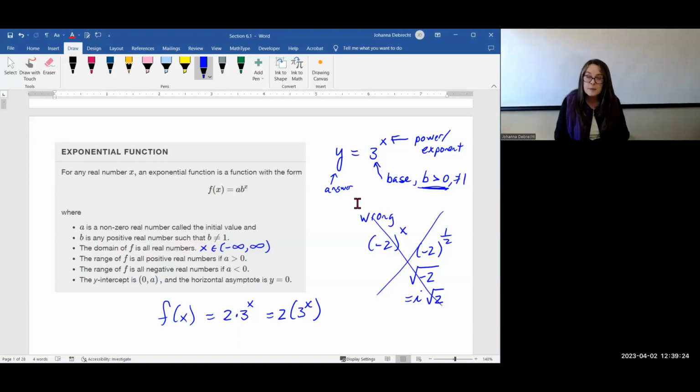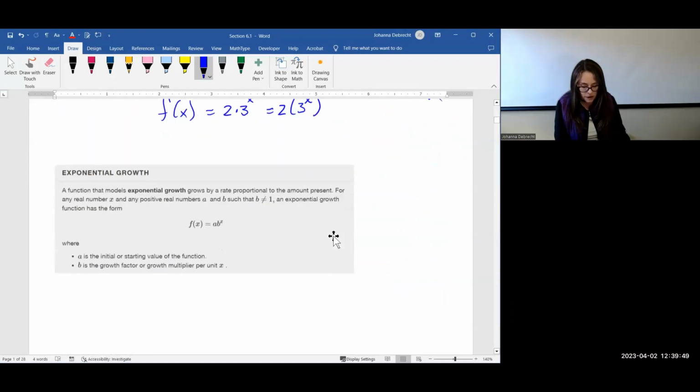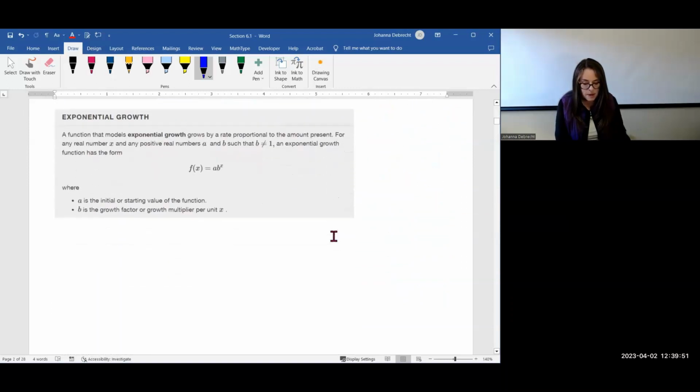The y-intercept is going to be (0, a), and the horizontal intercept, again, is going to be that x-axis, unless we shift it up, down, left, or right, which of course we can do. If we shift it up or down, then whatever amount we shifted up, that's going to become the new horizontal asymptote. And we'll see that in the section when we discuss the graphs of exponential functions. For now, what I want to do is I also want to talk about what's called exponential growth.